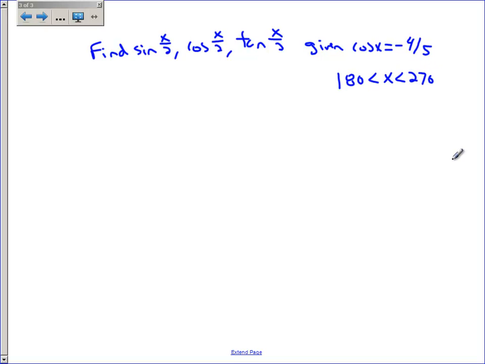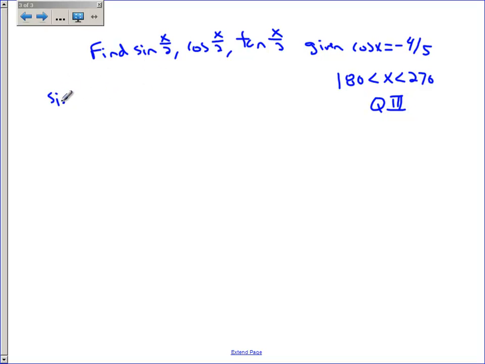What quadrant does that put us in? Bigger than 180, so that's past quadrant 2, less than 270. This tells us that we are in quadrant 3. I had some of you ask me, why do I need this extra information here? This tells you where to draw your triangle, but this tells you where x is. This does not tell you where x over 2 is, and that's something that we're going to need to look at. So I'll come back to that statement in just a second when we have to choose that plus or minus.